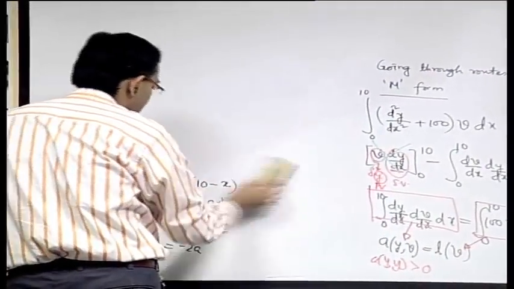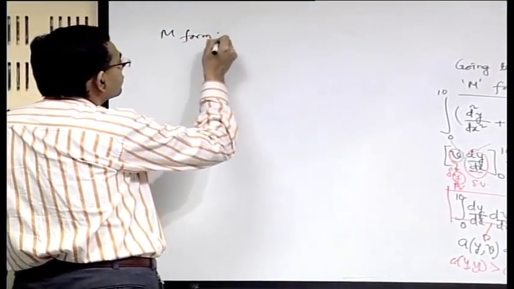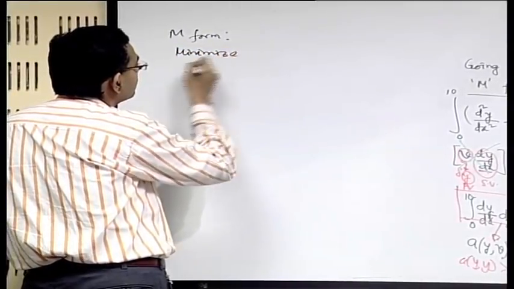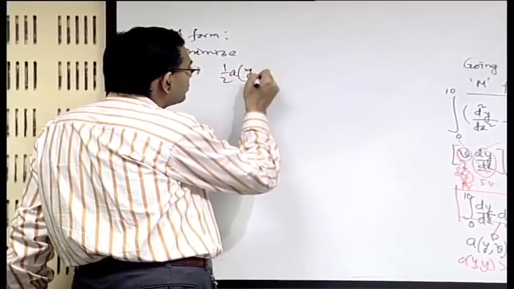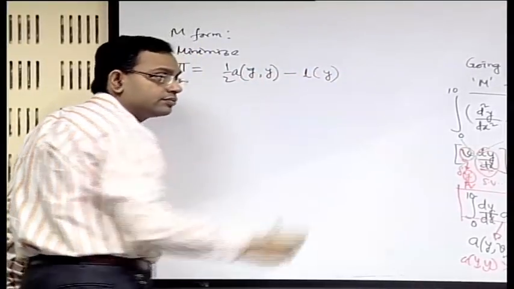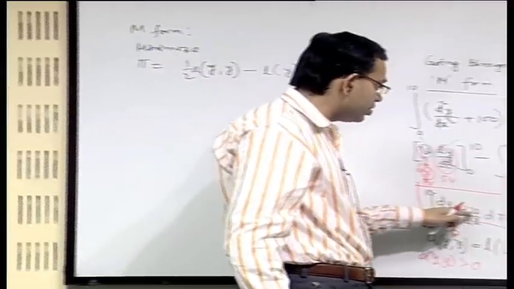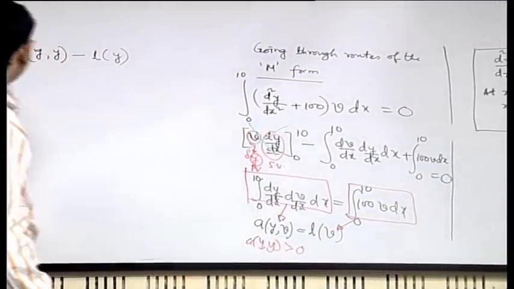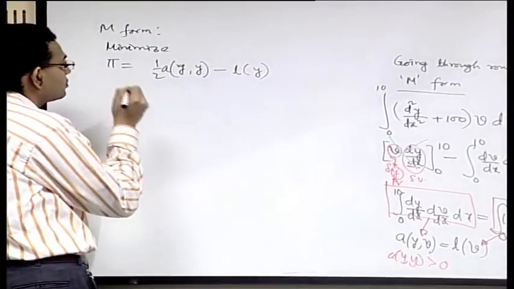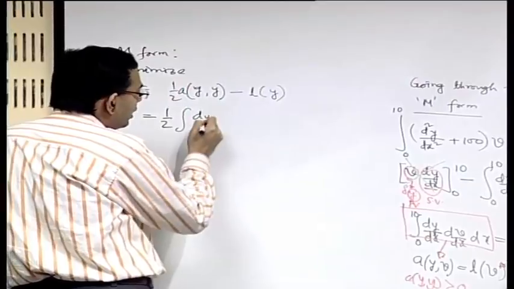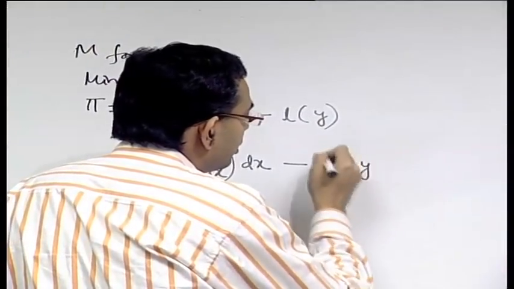So, what is the minimization form? Minimize pi equal to half AYY minus LY. We have derived it earlier in one of our previous lectures. It is very easy to derive it straight away from here by substituting V equal to delta Y, and it will come out to be delta of this pi equal to 0, that means minimize pi. So, that means minimize half integral of (dy/dx) whole square dx minus 100 y dx.